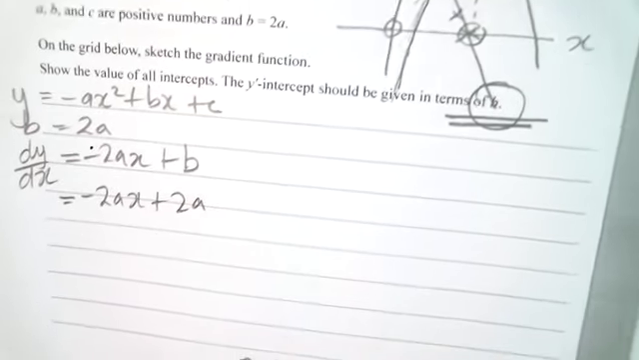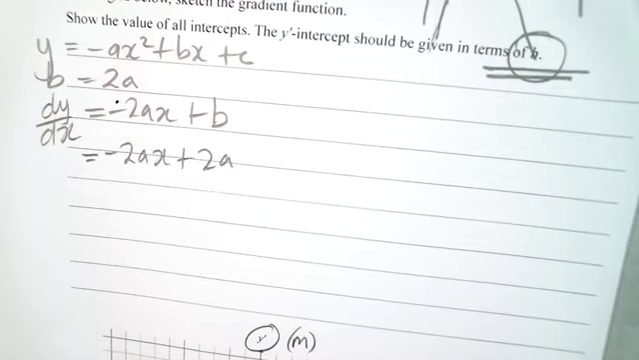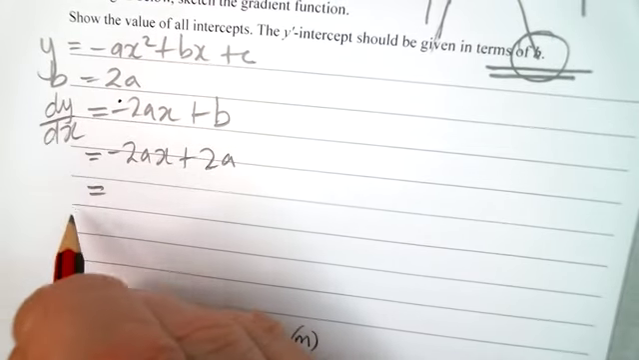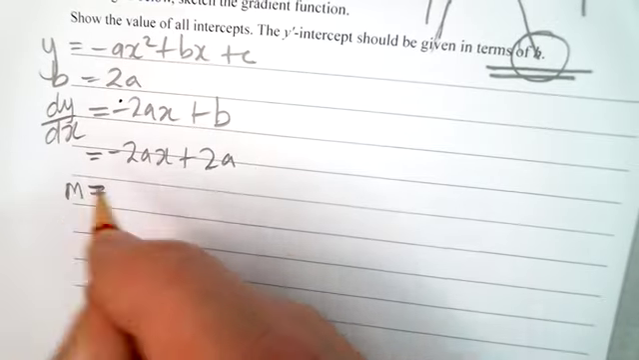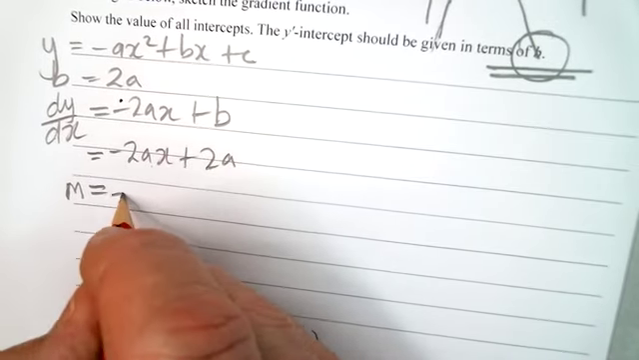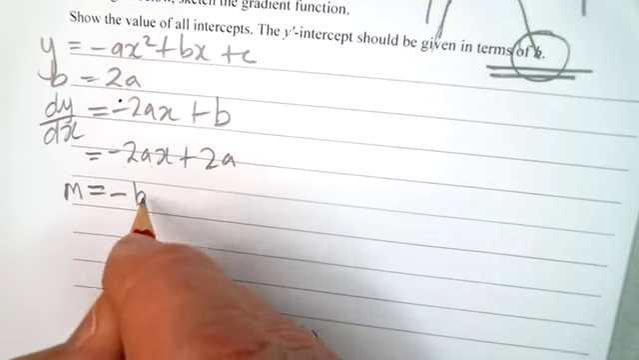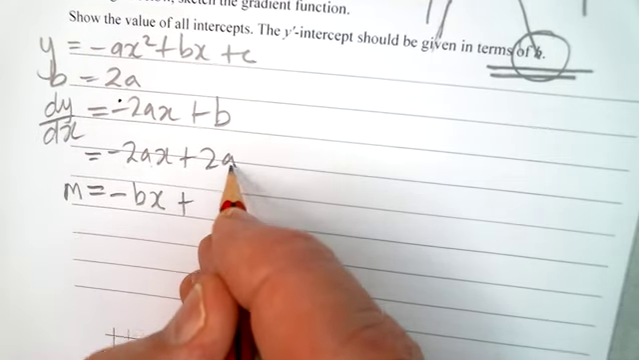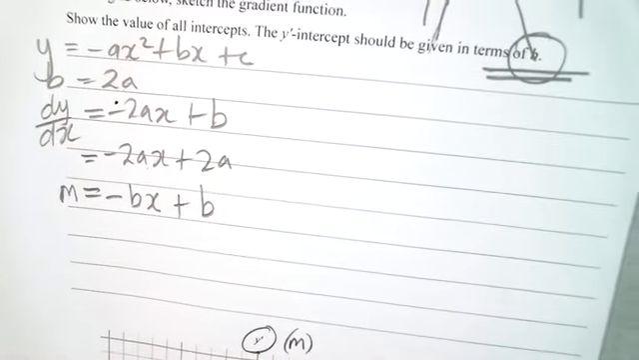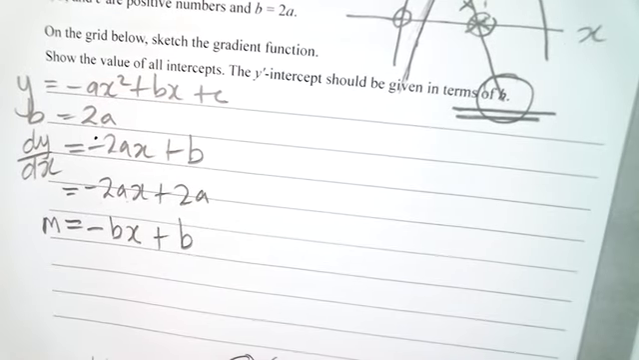So let's rewrite this now in terms of b. It means that the differential, the gradient function, or m if you like, we've got a 2a here. We know that b is equal to 2a, so it must be negative bx plus another 2a here. Well, b equals 2a, so another b here. So that's m. m is equal to that thing there.